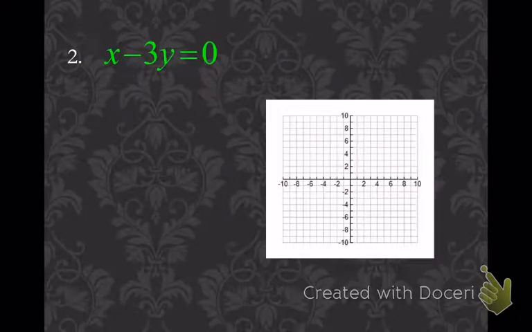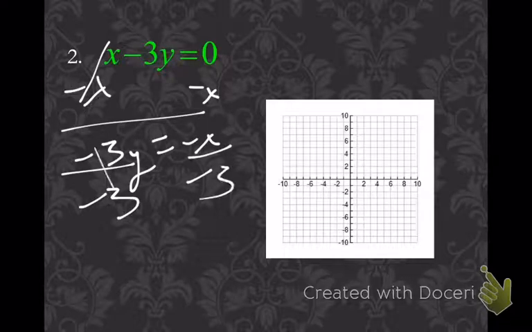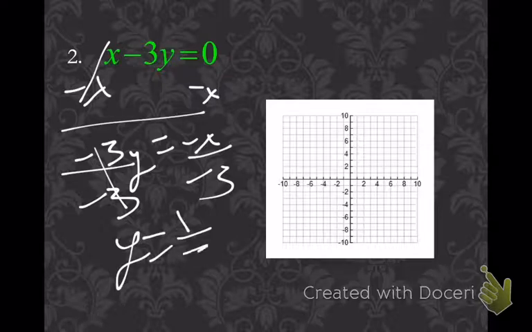We can certainly do the exact same thing for the second equation. I want to get it in slope-intercept form, so I'm going to subtract x, divide by -3, and then I can go graph that, where the y-intercept is 0 and my slope is up 1, right 3.